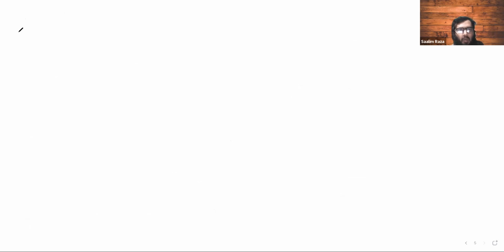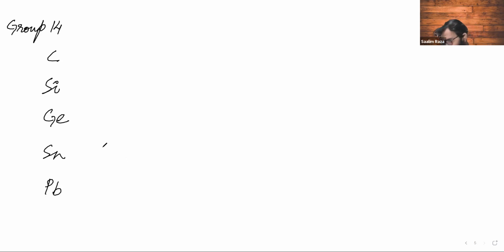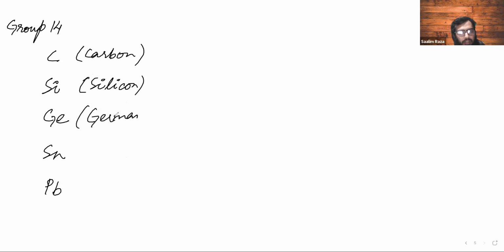Now we will have group 14. Carbon, silicon. You calculate the atomic numbers, okay? Silicon, germanium, Sn. This is tin, then it will be Pb. Write names: carbon, silicon, germanium. And this is tin, then this is lead.